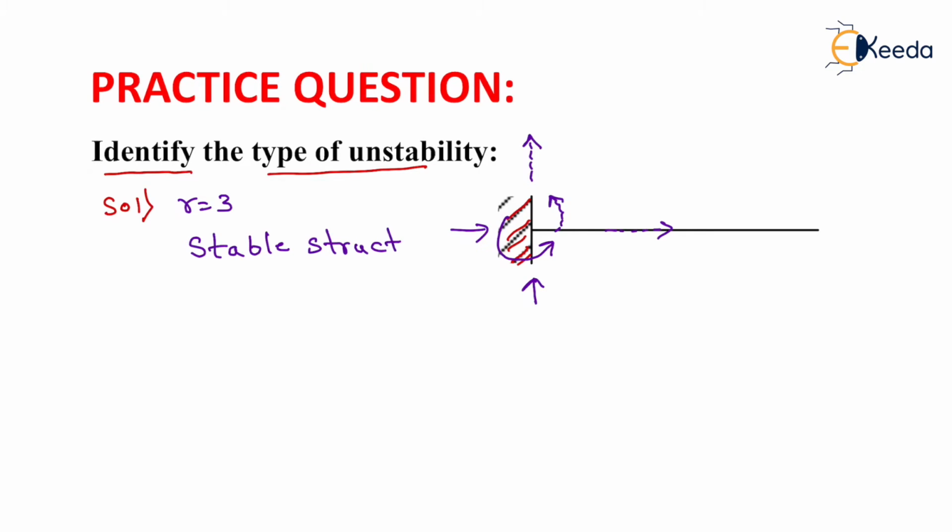That is all about this numerical. We discussed the type of stability or instability of this structure. Because of the presence of three reactions, and all three reactions are not parallel as well as not meeting at a single point, this structure is an externally stable structure. That is all about this numerical.